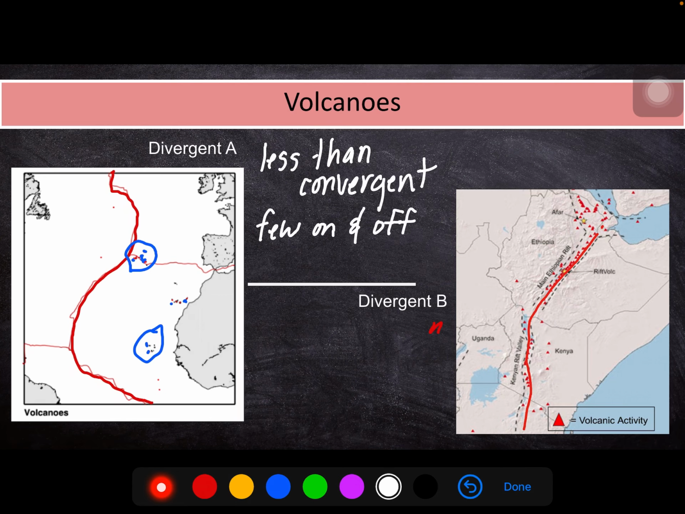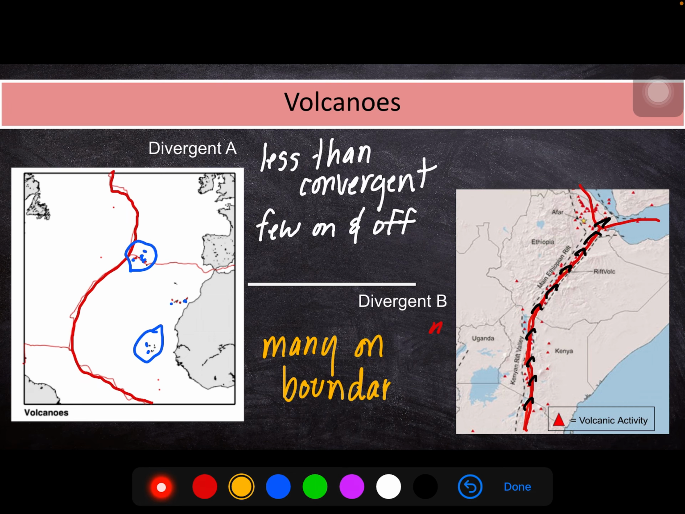Again, no particular patterns, but in our divergent continent here, we're looking at our boundary, and we can see a consistent amount of the volcanoes showing up right on the boundary. So that's what we want to notice here. Many on boundary. There's just not enough off the boundary to start looking at symmetry. All we're really seeing is on at this point.